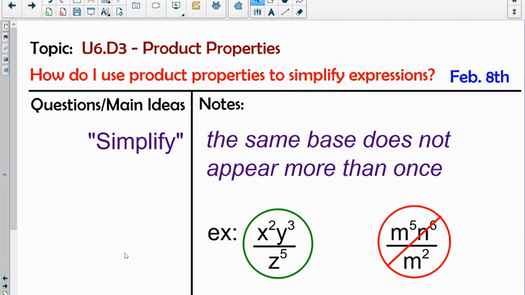Hey guys, today we're going to take a look at our product properties of exponents, our Unit 6, Day 3. Our essential question today is how do I use product properties to simplify expressions? Let's start by talking about simplifying.